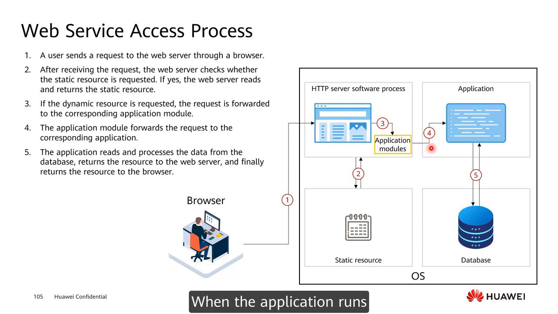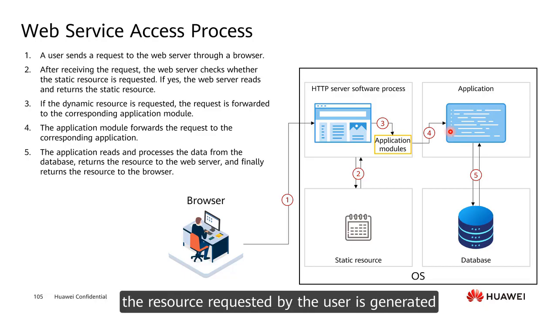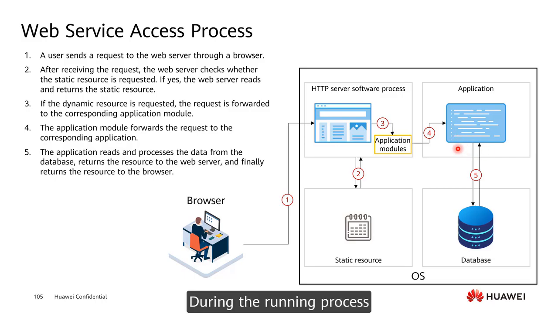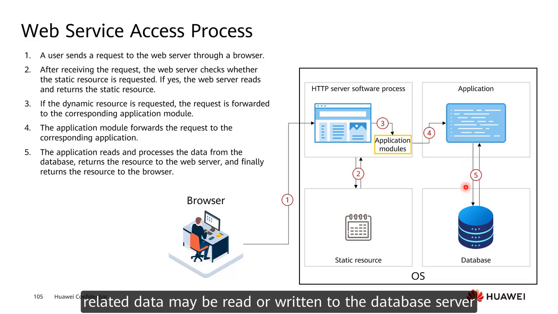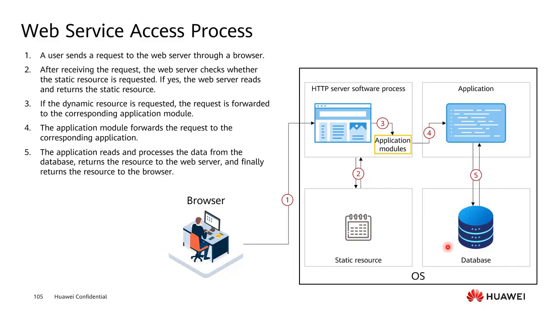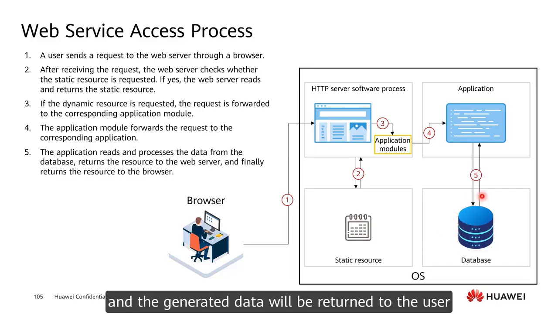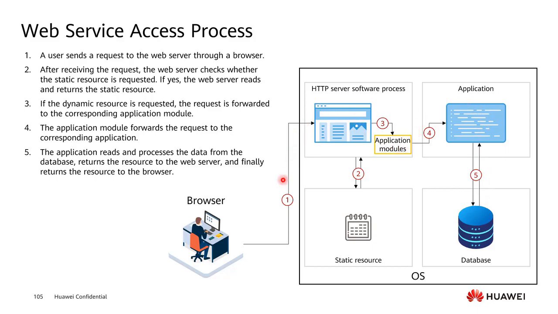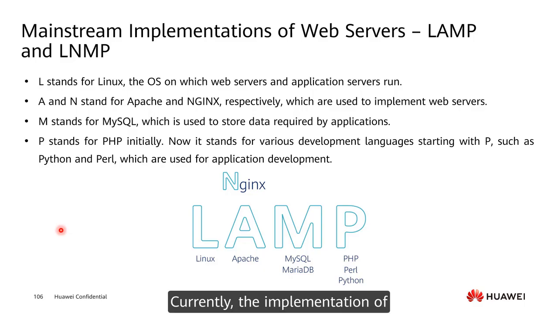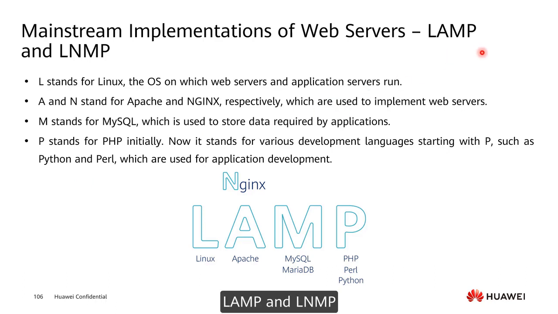When the application runs, the resource requested by the user is generated. During the running process, related data may be read from or written to the database server, and the generated data will be returned to the user through the web server. Currently, the implementation of web service adopts two architectures, LAMP and LNMP.